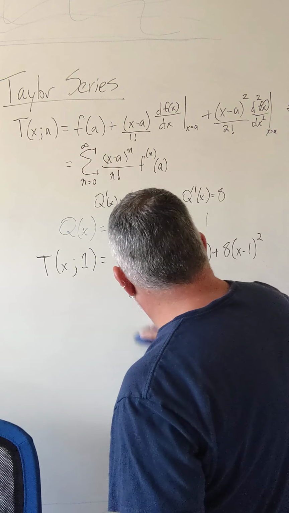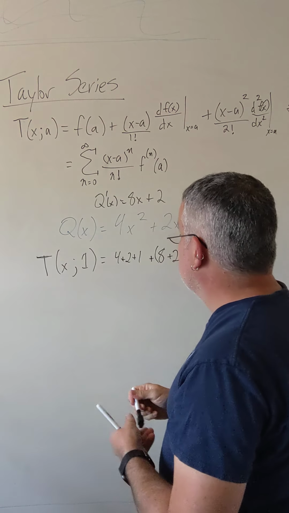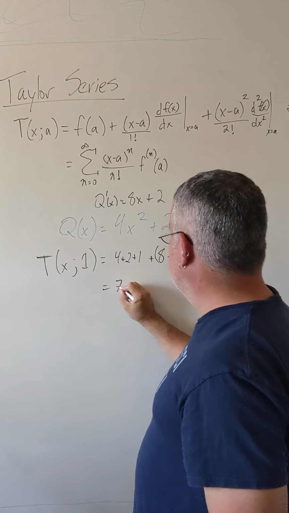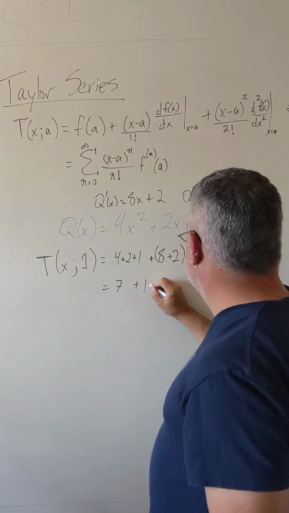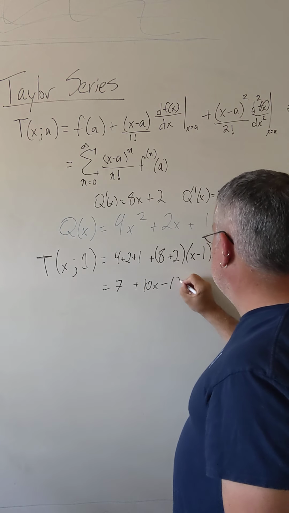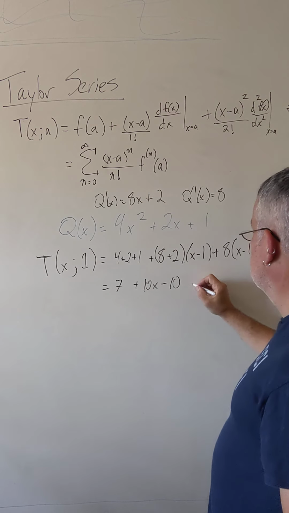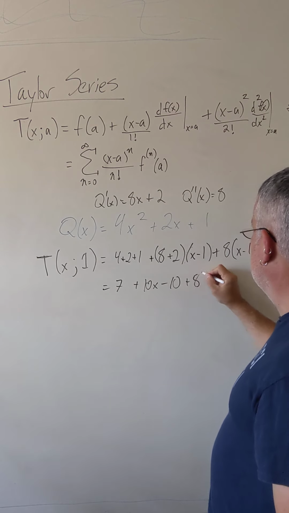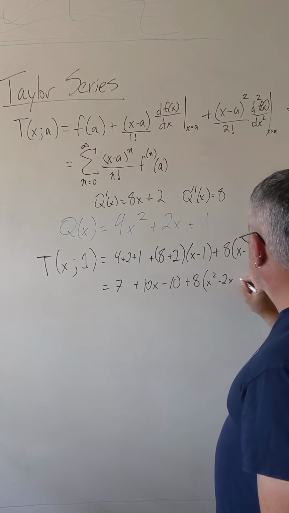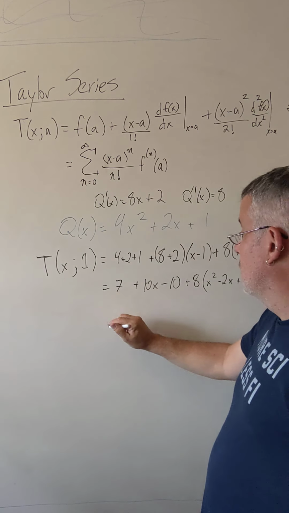Let's erase the function, because we're going to know what's going to happen in just a second. All right, let's expand it out. We get 4 plus 2 plus 1, 7, plus 8 plus 2, 10x, 10 minus 10, plus 8 times x minus 1 squared. So let's do that part out. 8 times x minus 1 squared is x squared minus 2x plus 1. Everybody on board with that? Okay, here we go. Next one.